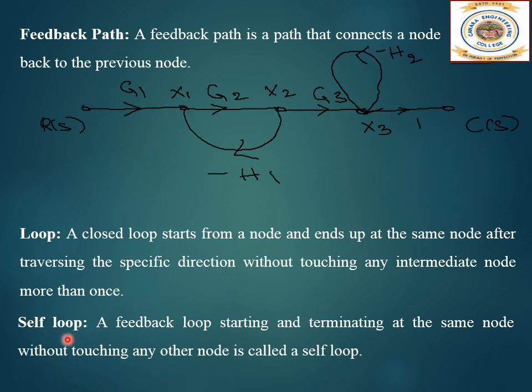Then we have the self loop. A feedback loop starting and terminating at the same node without touching any other node is called a self loop. Here at x3, it loops back to the same point. So this is called a self loop. It is not touching any other node.